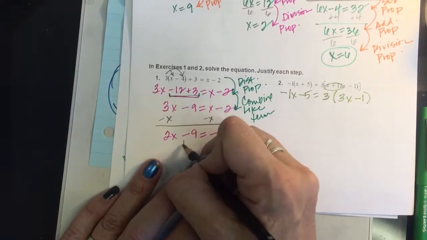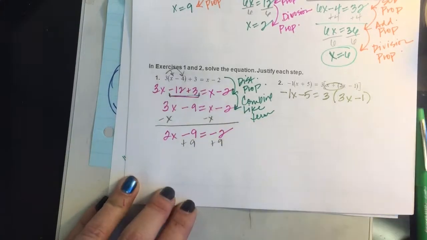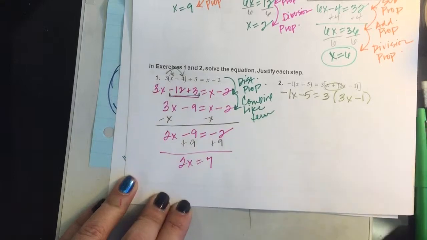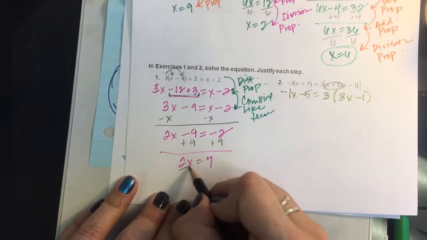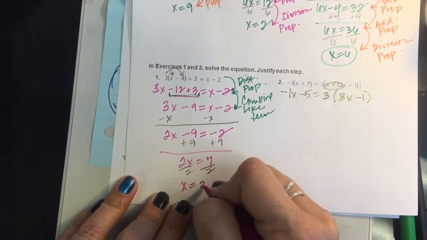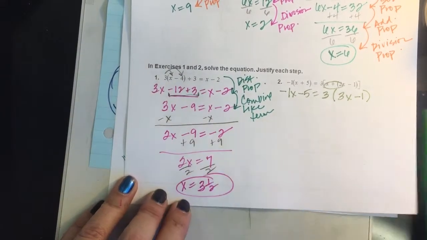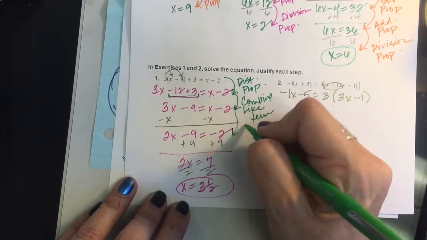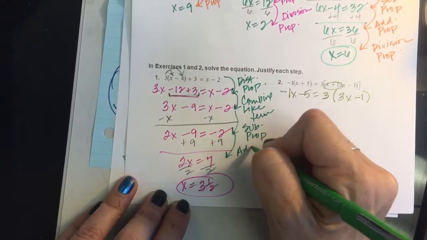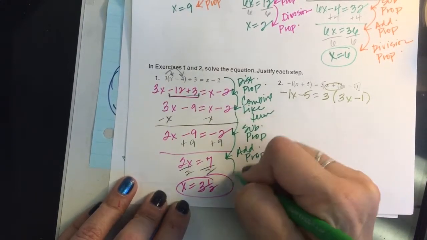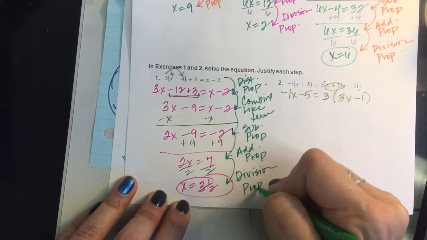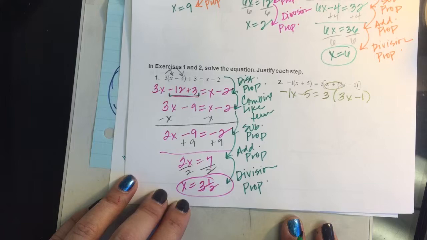Then I'm going to add 9 to both sides. So 2x equals 7. Then I'm going to divide everything by 2. And x is 3.5. You could write it as 3.5. Let's see, I used subtraction property. Then I used addition property. Then I used division property. So thinking through all the steps that you're taking.